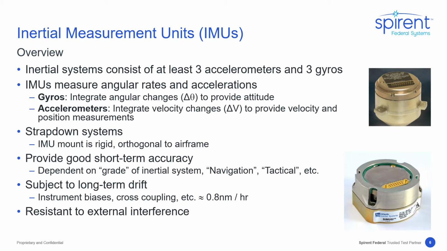Inertial measurement units, or IMUs, are systems that consist of at least 3 accelerometers and 3 gyros. These devices measure angular rates and accelerations, where gyros integrate angular changes, or delta thetas, to provide attitude, and accelerometers integrate velocity changes, or delta V, to provide velocity and position measurements. They're strapped-down systems where the IMU mount is rigid and orthogonal to an airframe. They provide good short-term accuracy, but are subject to long-term drift due to instrument biases or cross-coupling. They are extremely resistant to external interference.